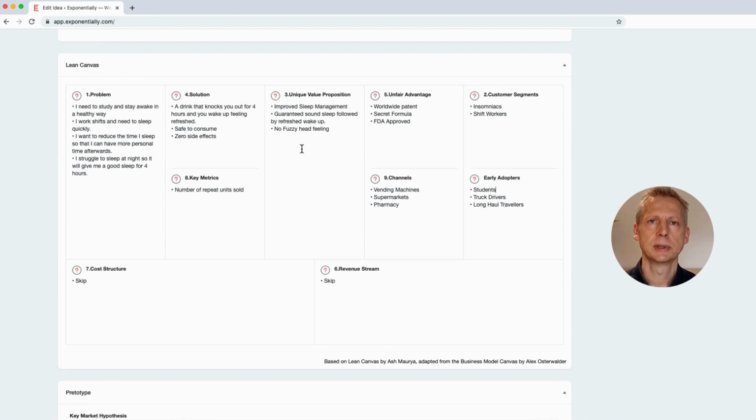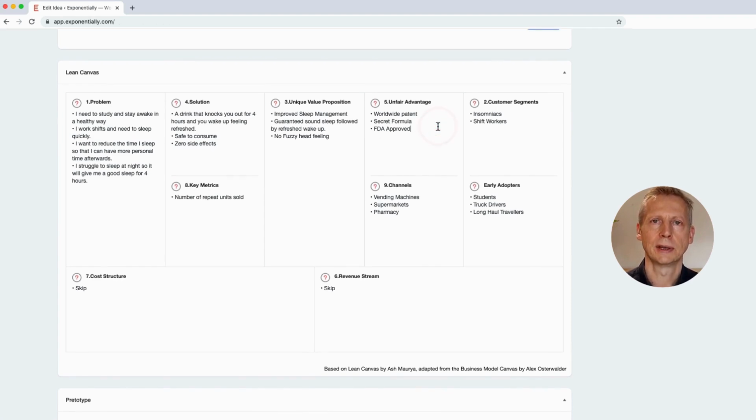And this is, how do you position this, or how would you tell someone about your product or service that solves their problem? So in this case, it's improved sleep management, and it could be something simple like guaranteed sound sleep followed by a refreshed wake up with no fuzzy head feeling. Number 4 is the solution. So in this case, this is 2 or 3 bullet points to capture at a high level what the solution is. We don't know the nuts and bolts, and this is not about a technical solution, but what could this look like? So in this case, it could be a drink that knocks you out for 4 hours and you wake up feeling refreshed, it's safe, and it has 0 side effects.